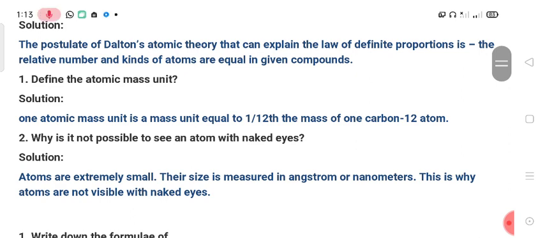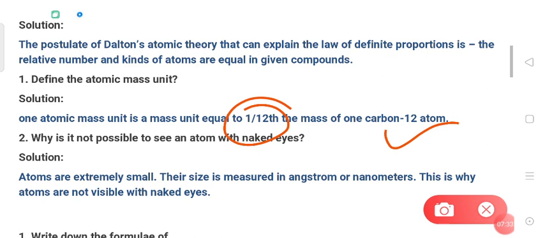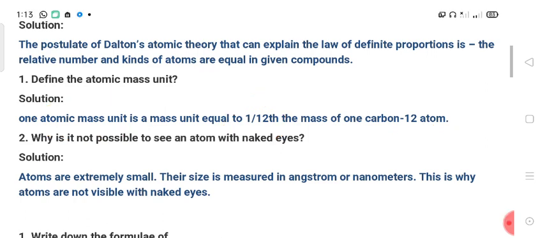Okay, now the next question, define the atomic mass unit. What is atomic mass unit? Students, we discussed that 1/12 the mass of one carbon-12 atom is 1 atomic mass unit. This is the unit which is used for expressing the relative atomic masses or molecular masses of substances.